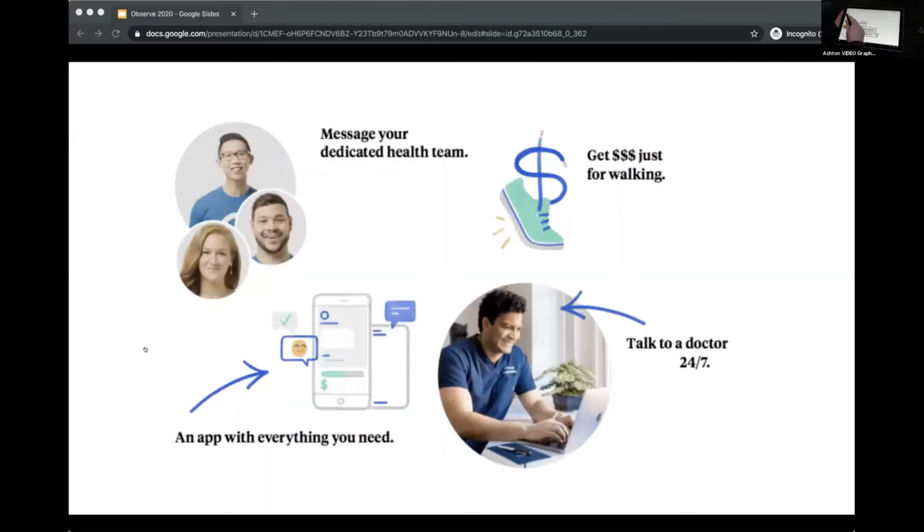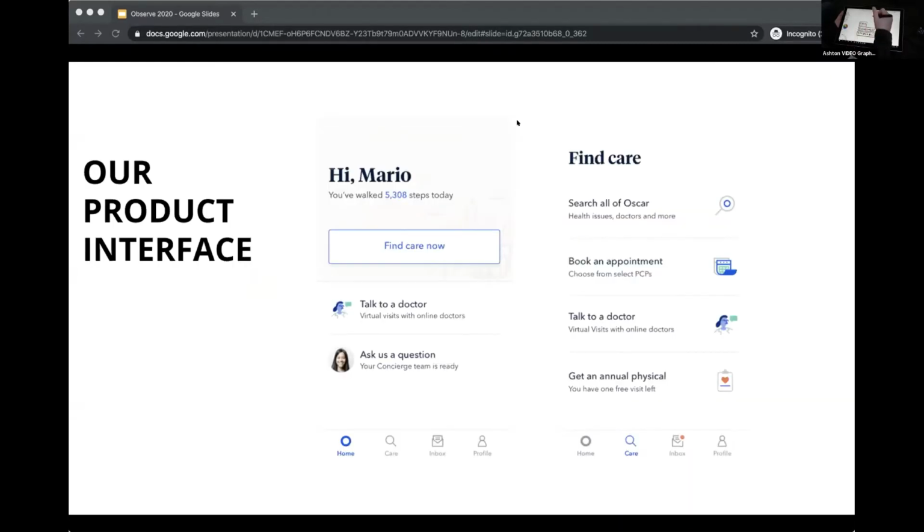And to talk a little bit about some of the features that we give to our members: you can get cash for walking, you can talk to a doctor 24/7, and you can message a dedicated healthcare team. And this is a little bit of our product interface. When you have our insurance, you can go through the app and see all these things.